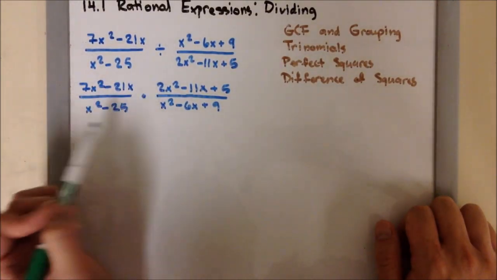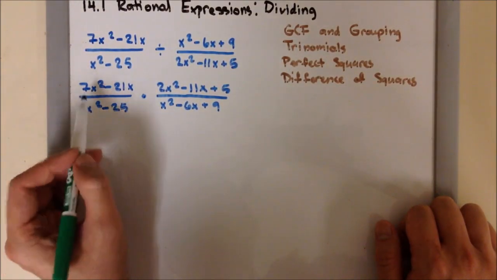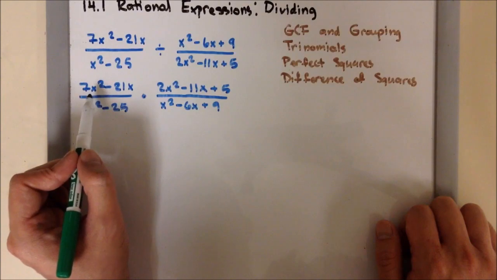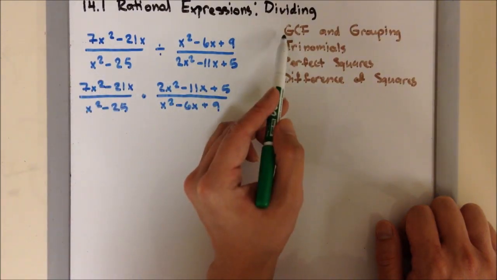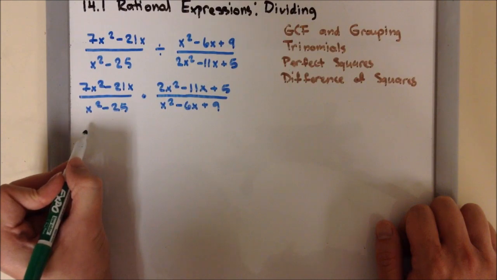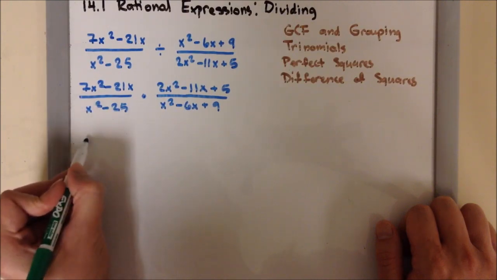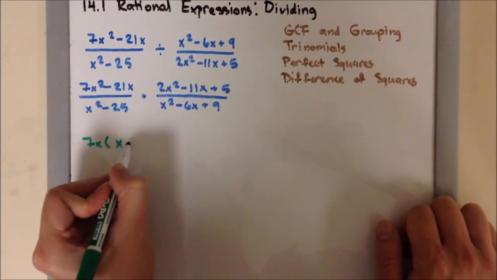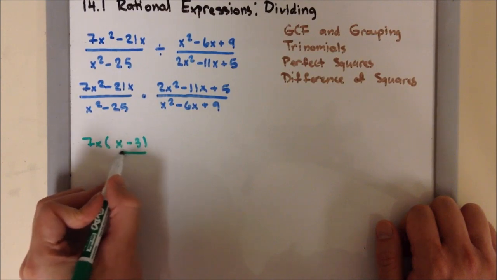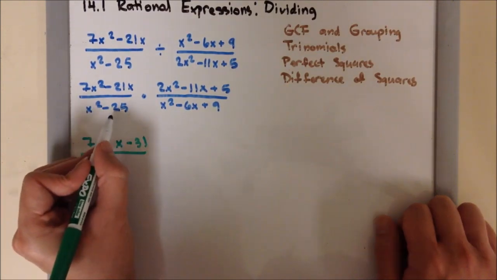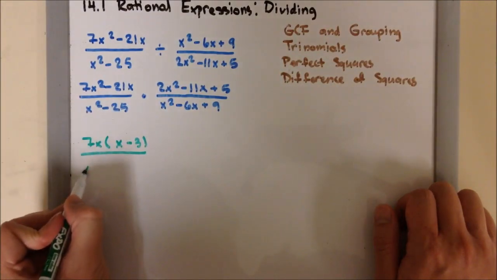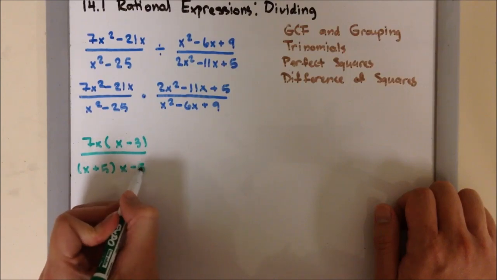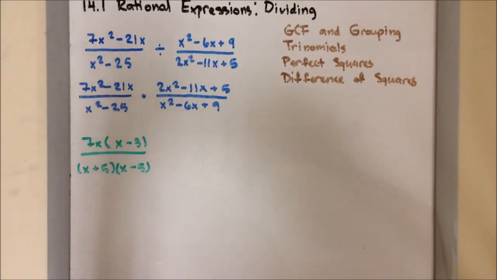So let's start factoring each part. In the first fraction, my numerator, 7x² − 21x, has two terms. It's not a difference of squares, so I'm going to look for the GCF. What's common between 7x² and 21x is 7x. When I factor out the GCF, I'm left with x − 3. Now in my denominator, x² − 25 is a difference of squares, so it's going to be (x + 5)(x − 5).